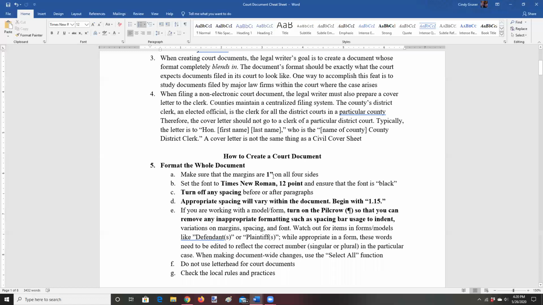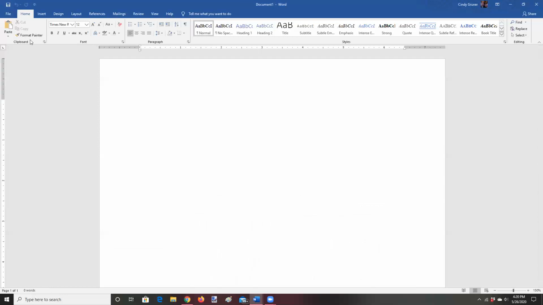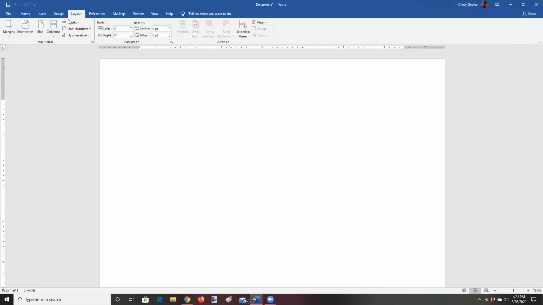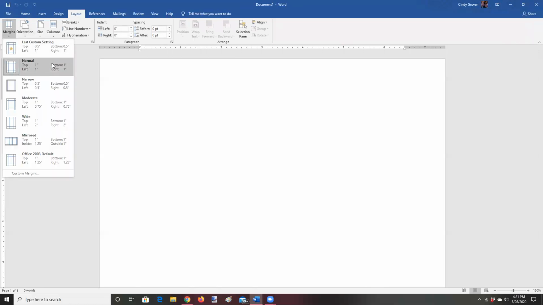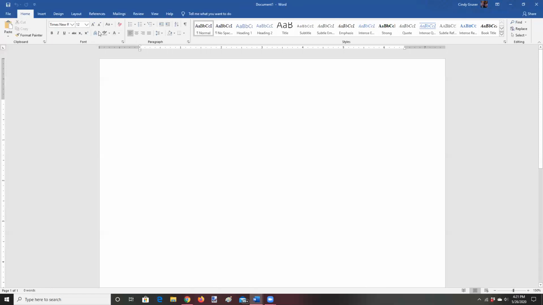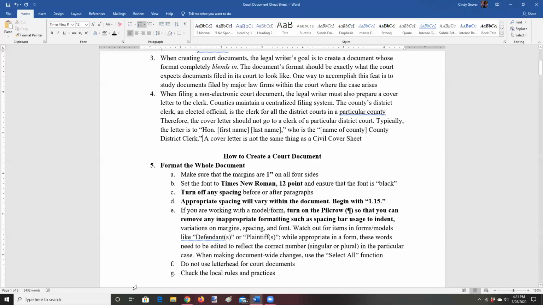So I'm going to make sure our margins are 1 inch around and that we have Times New Roman 12 point and that the font is black. So let's do that. I'm going to go up here to the margins, Layout, Margins. It is normal, 1 inch all around. I'm going to go to Times New Roman. I have it set on black, so I can check it to the side.